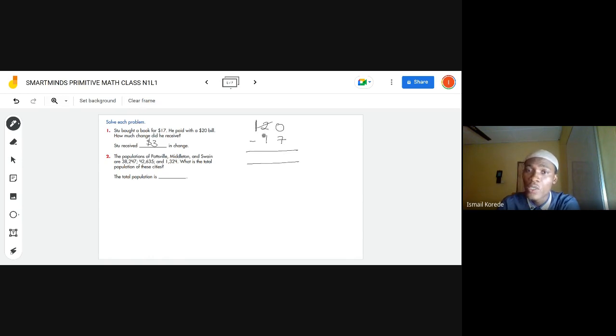This 2 is 1 after borrowing, and whatever we are borrowing is going to become 10. Then we add that 10 to 0, so 10 plus 0 is 10. 10 minus 7 gives us 3. Then 1 minus 1 gives 0. So we can remove the 0 and just say $3 is the change. So Stu received $3 in change.